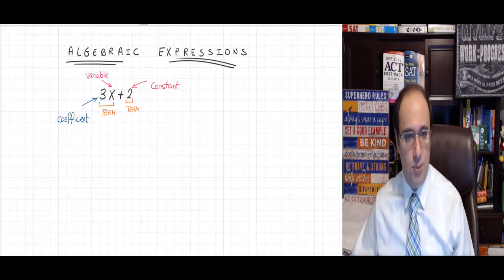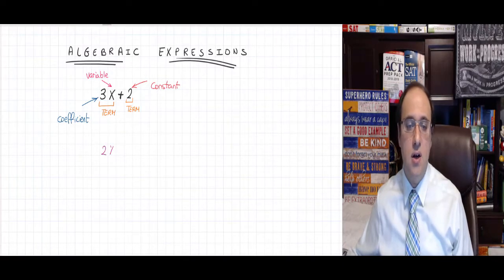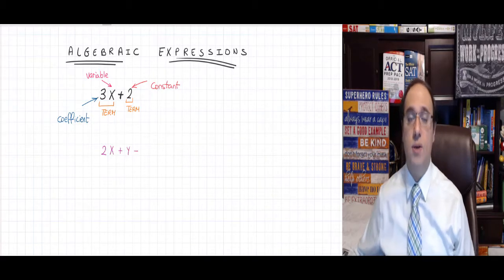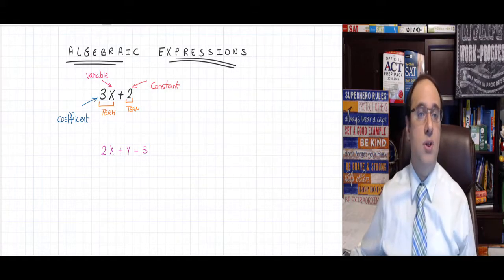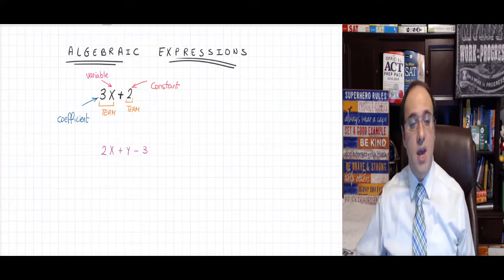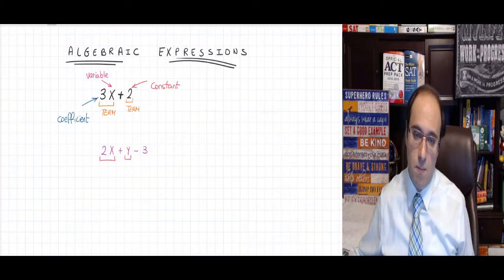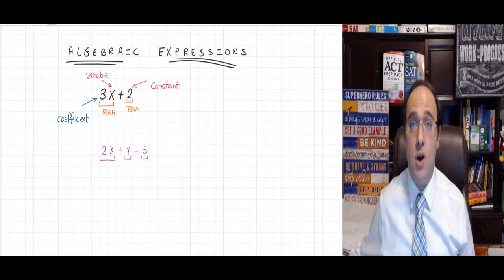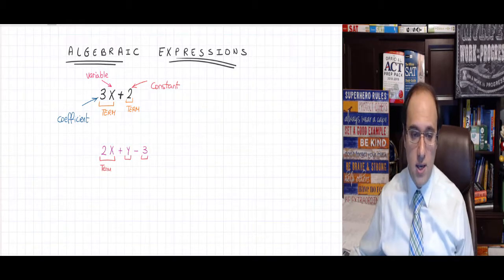Let's take a quick example. Let's say we have something like this. 2x plus y minus 3. All of this is called an algebraic expression, a mathematical expression, okay? Now, each one of the parts separated by pluses, minuses, times, or divided signs is called a term. So 2x is a term, y is a term, and 3 is a term.